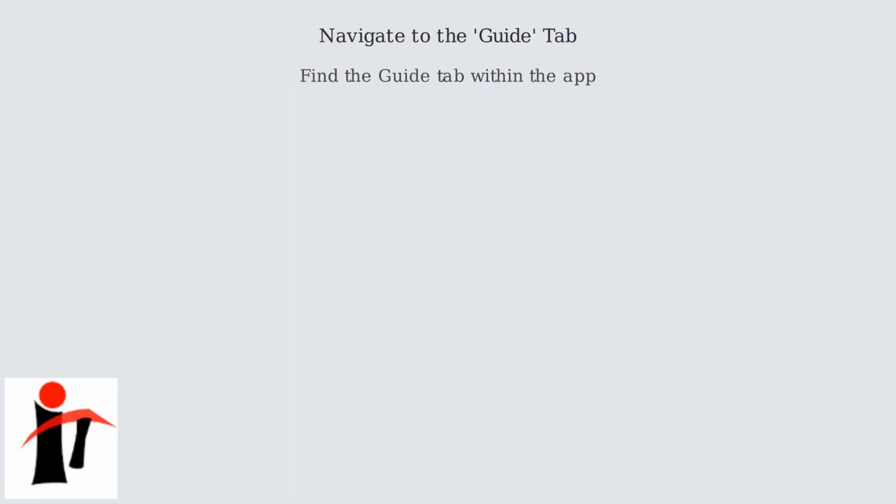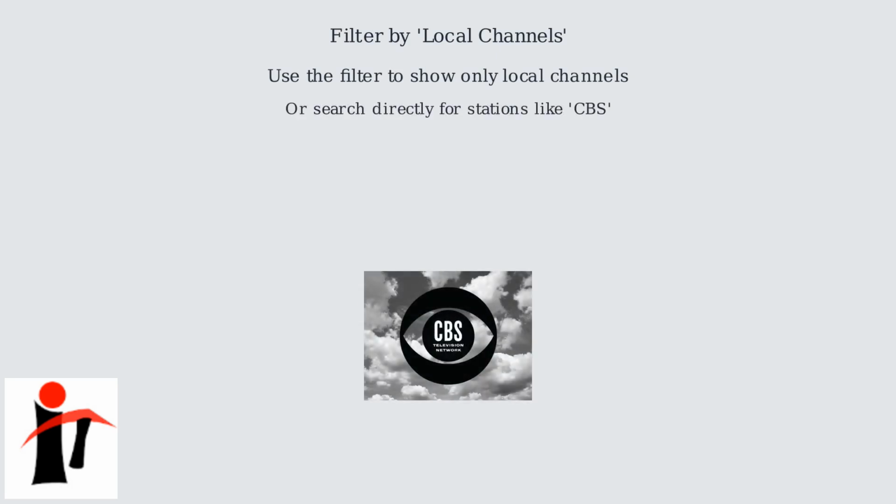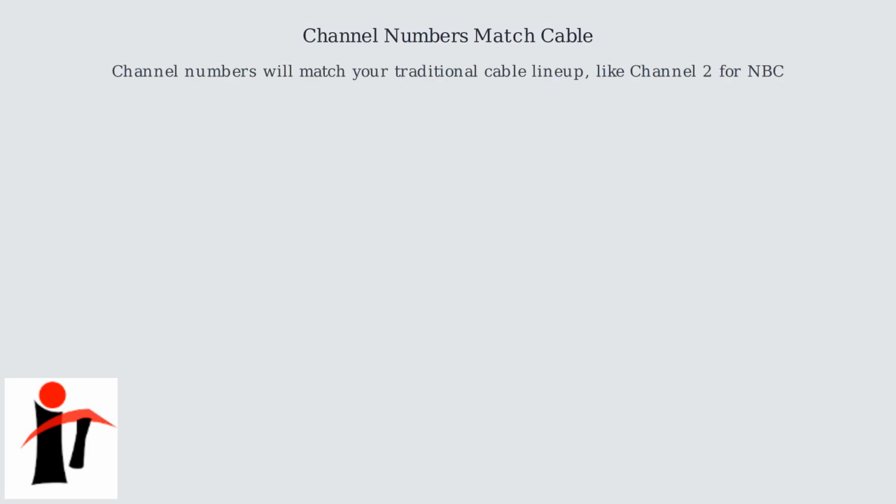Then, navigate to the Guide tab within the app. Here, you can filter channels specifically by local channels or directly search for the station you want, such as CBS. The channel numbers will match your traditional cable lineup, like Channel 2 for NBC.